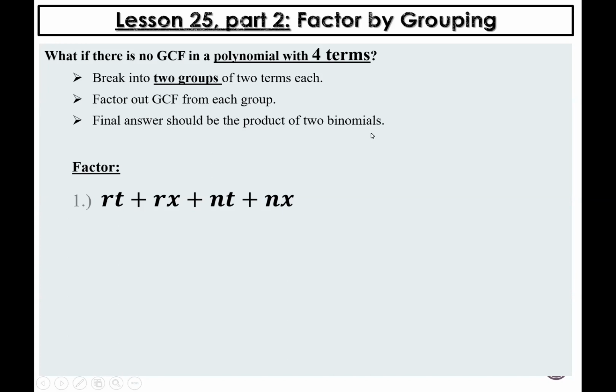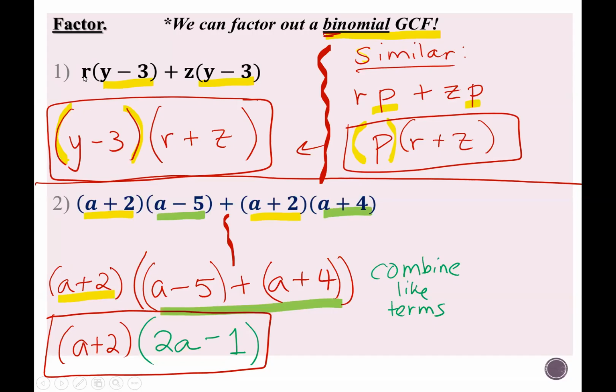So I will just backspace a little bit here and remind you of what you saw recently in part 1. I'm going to go to a previous slide for a second. Remember this one with the R and the Z, and then how we had the Y minus 3 in common? That's what we will be seeing, not as a first step, but maybe as a second step of a grouping problem. We're going to notice a GCF, it's just that it's going to be in parentheses. And your final answer for most grouping problems will look something like this, where you have parentheses with 2 terms times parentheses with another 2 terms. Okay, just wanted to remind you of that. Let's go back.